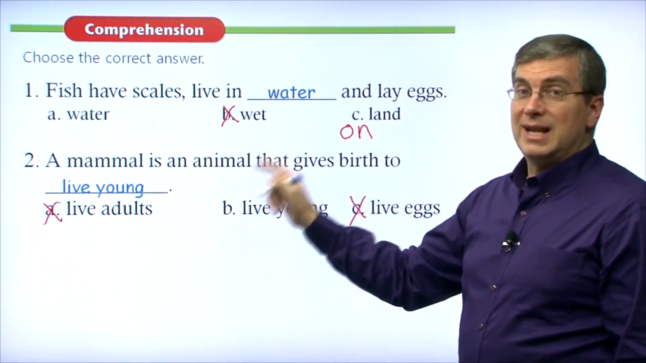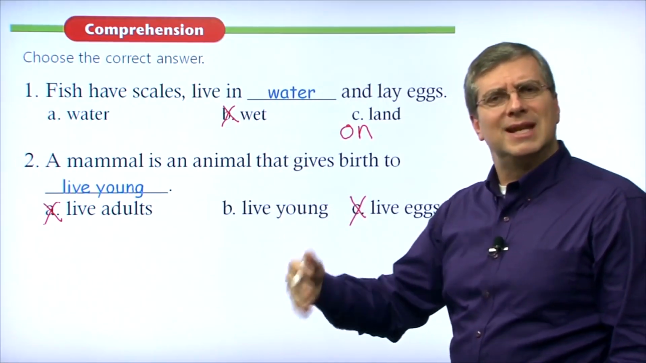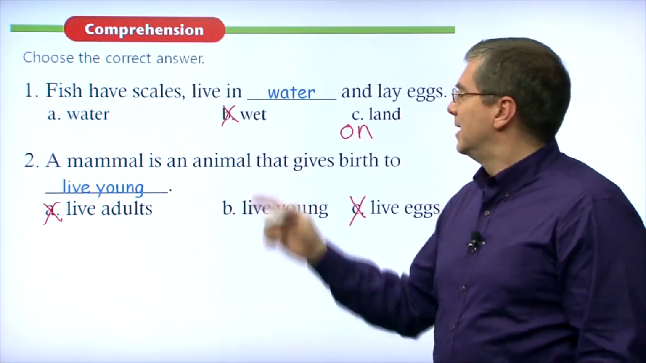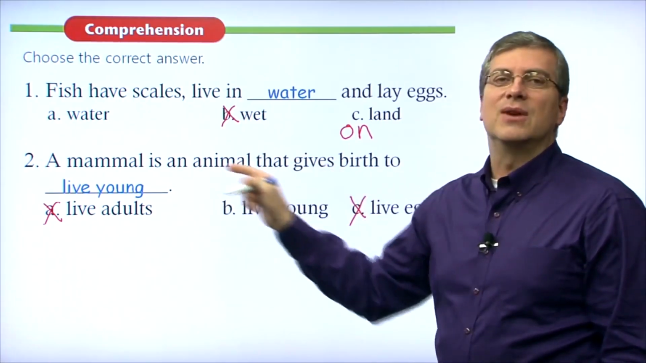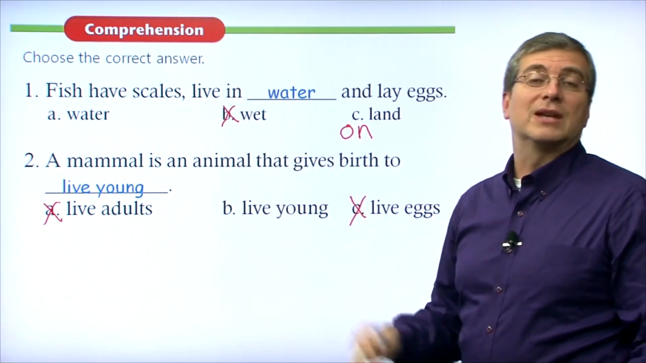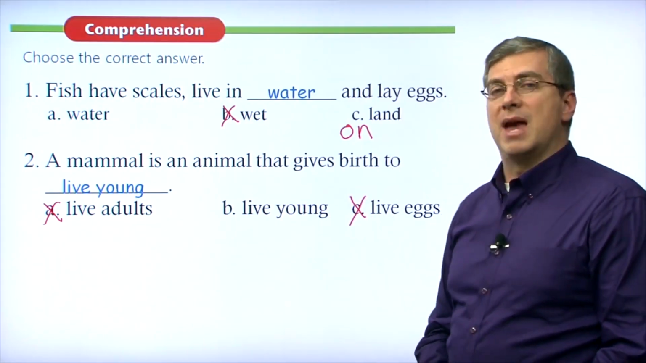A mammal is an animal. Sounds kind of interesting. A mammal is an animal that gives birth to live young. Okay, and that's true. That's one of the characteristics of mammals.